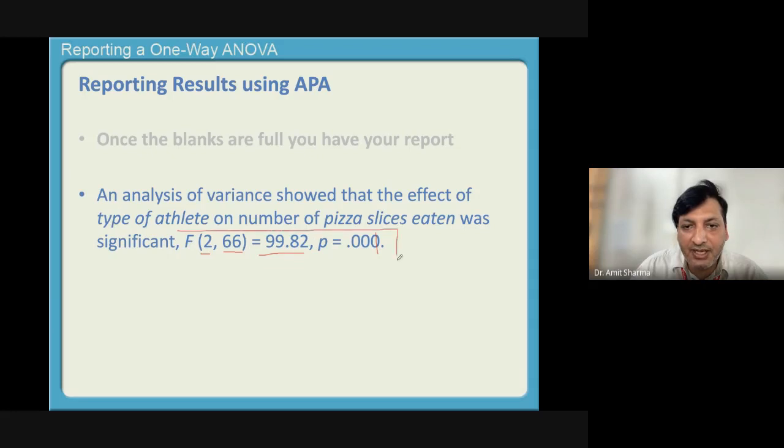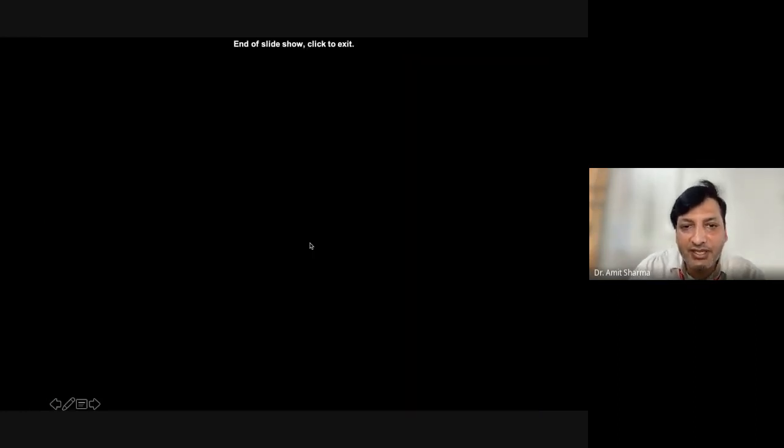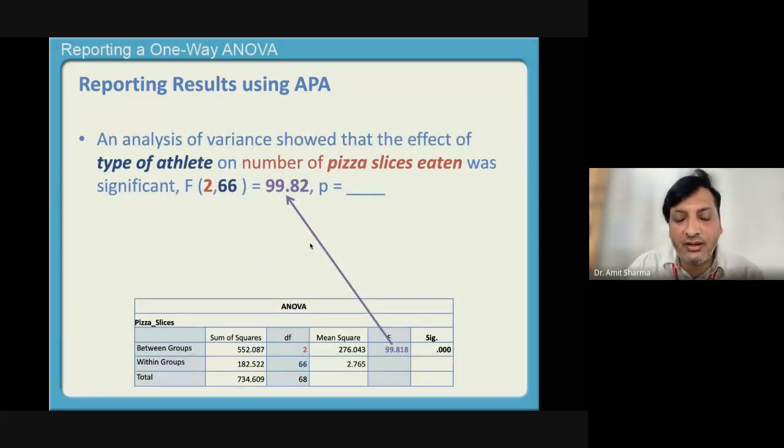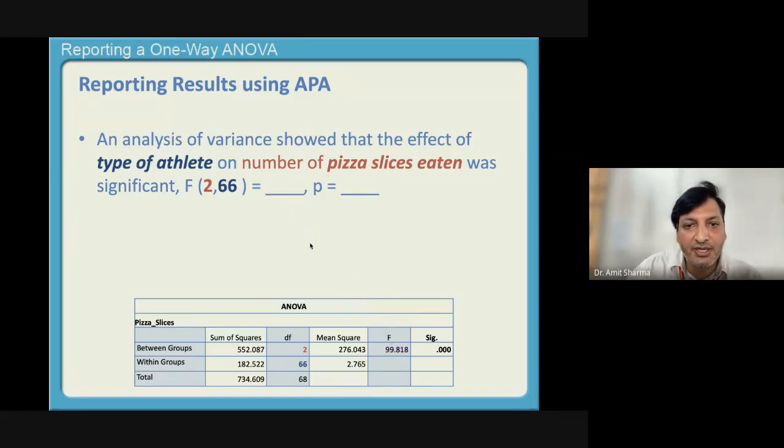And this is the writing style of APA. Here you have quoted that the results are found significant. This is your independent variable, type of athlete, and this is your dependent variable, number of slices of pizza. Like this presentation, I'm going to share when we are near to finishing all the topics of our module. Then I'm going to send you all the presentations so that you can refer to them.